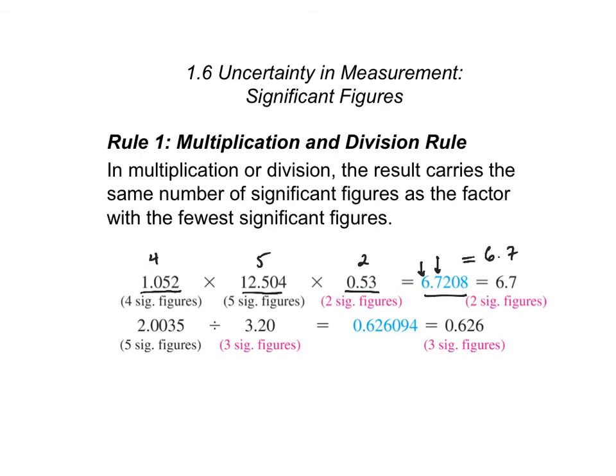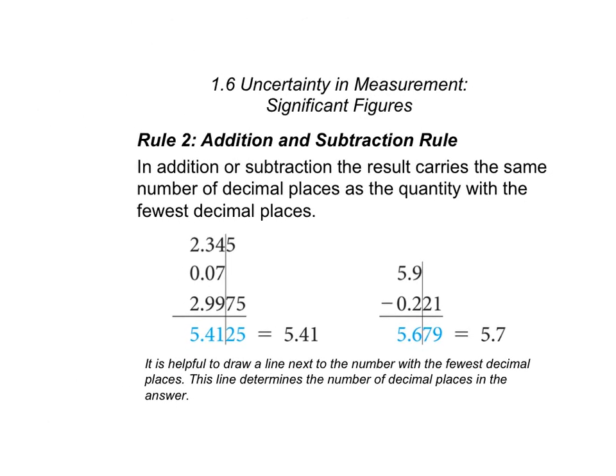Same thing with division. If I have a number with 5 sig figs and a number with 3, and I'm dividing them, my answer has to have the same number as the 3 sig figs. So my answer has to be to 3 significant figures, okay? Now, the hassle always comes in with respect to addition and subtraction, right? This one's easy. You count the number of sig figs. The answer has to have the same number as the fewest number. Addition and subtraction is slightly different.